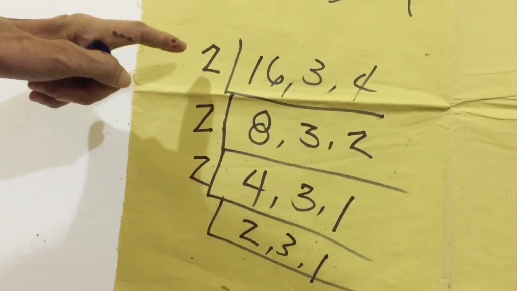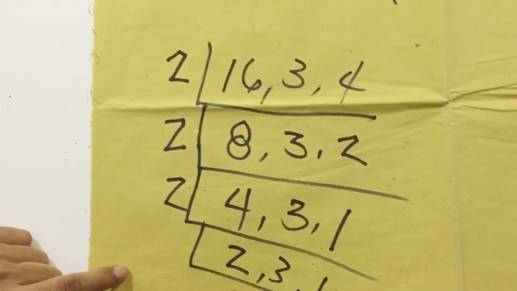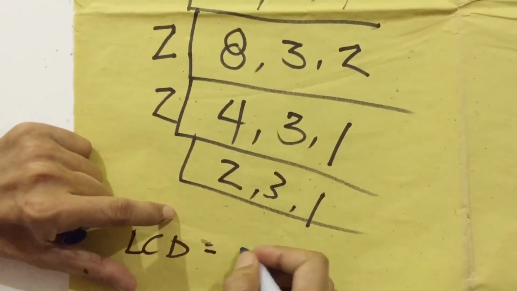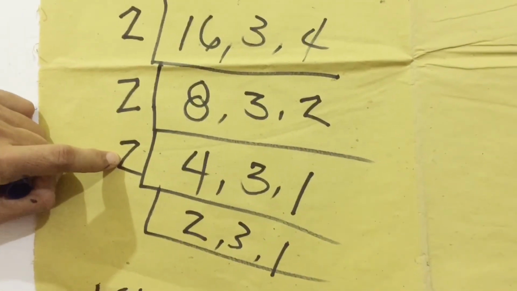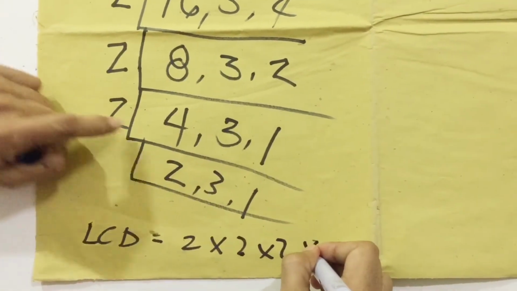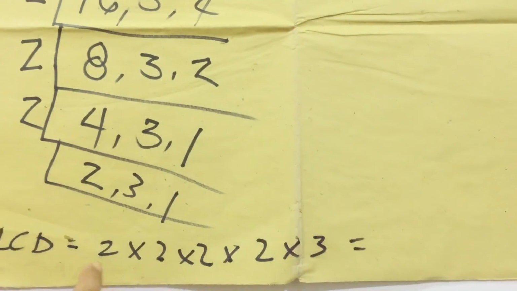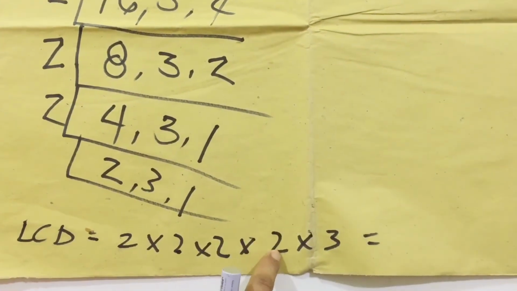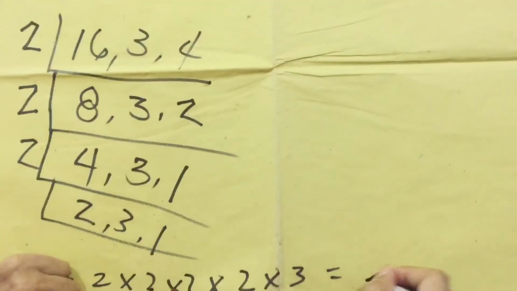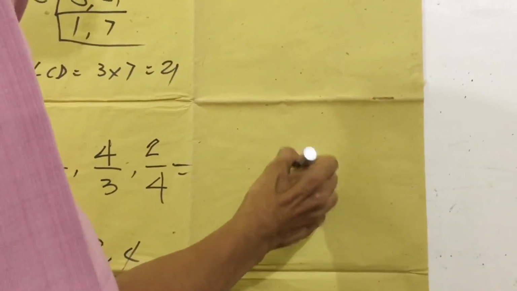So, ang prime natin ngayon ay na magiging LCD dito ngayon is 2 times 2 times 2 times 2 times 3 equals 2 times 2, 4 times 2, 8 times 2, 16 times 3, 48. So our LCD is 48 now.